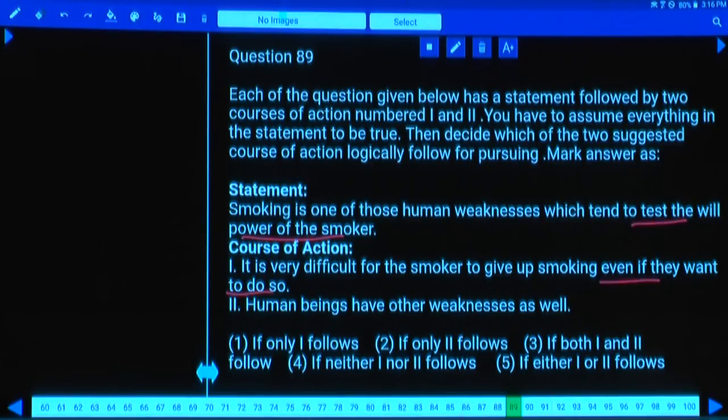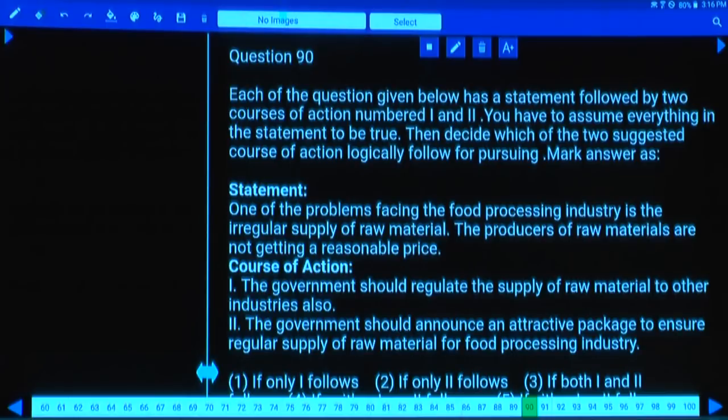And what is he telling here? Why they could not leave, that's what he is explaining. And it comes under strengthening the argument. And human beings have other weaknesses also. Is he talking anything else apart from this one? No. And so what is your answer here? Neither one nor two. By implementing any one of these, smoking cannot be decreased. Hence these two cannot be the courses of action.